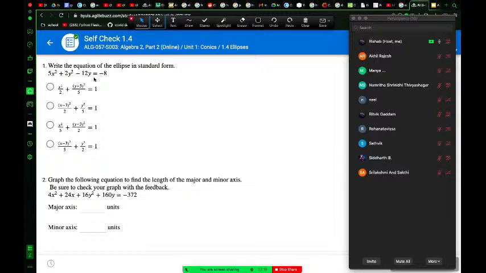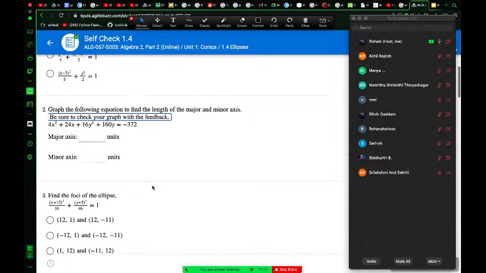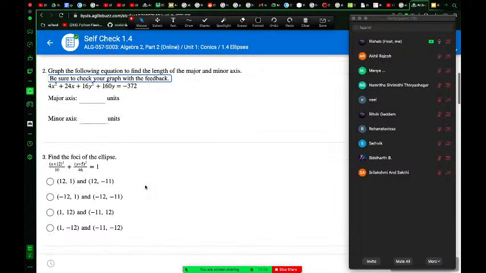Okay, so let's start off with number 1. Write the equation of the ellipse in standard form. We're not going to do that one. Let's go on to something a little bit easier. Okay, here, this one's good. Find the foci of the ellipse. So the foci is plural for focus.